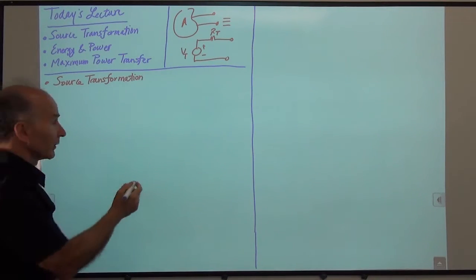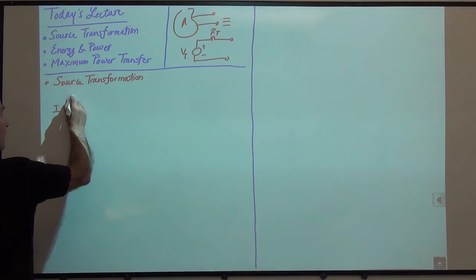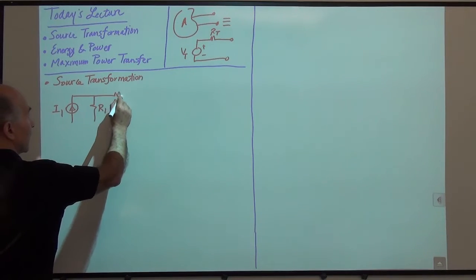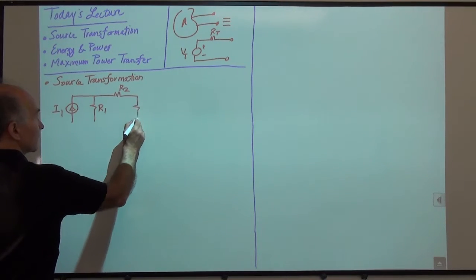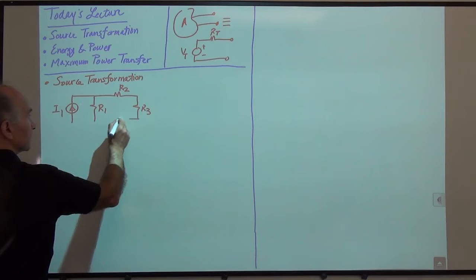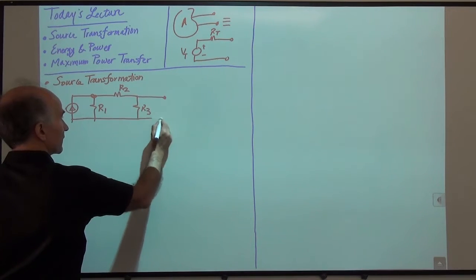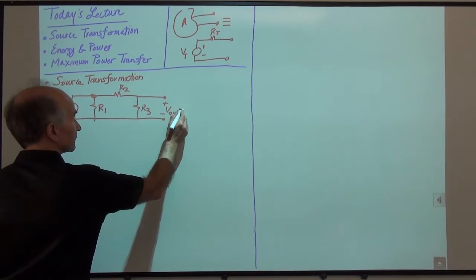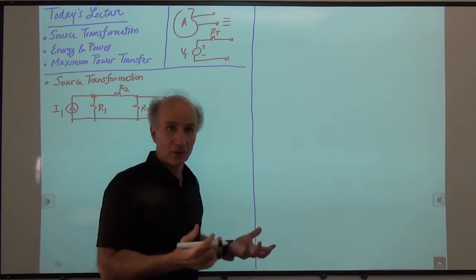So I'll show you an example. Suppose I have a current source like this, I1, and then I have a resistor like this, R1, then I have a resistor here like R2, and then I have a resistor here, R3. And I am interested in this voltage as the quantity of interest, V out. Okay? So of course the circuit is not that hard to analyze.